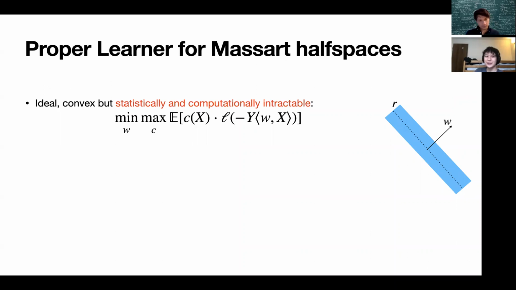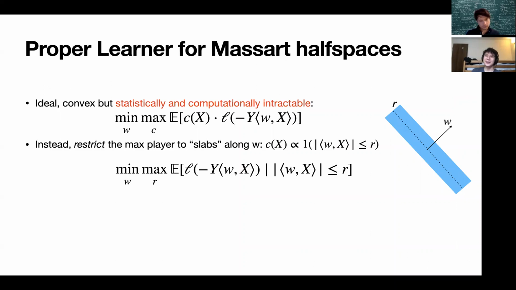So what can we do? Basically, we say the max player is not actually allowed to consider all reweightings of the distribution. We only allow them to consider very specialized reweightings of the measure. You can see in this picture over here, the things we restrict them to, we're going to call them slabs. So the C of X is actually dependent on the W that the min player plays.